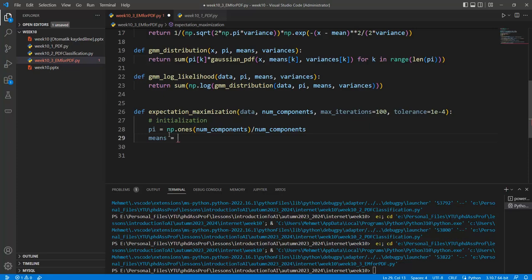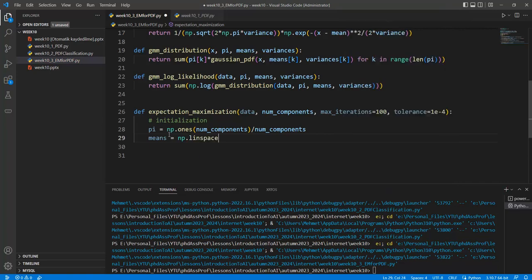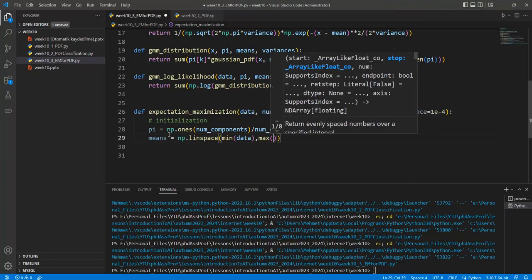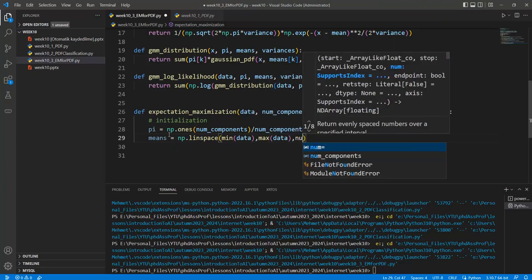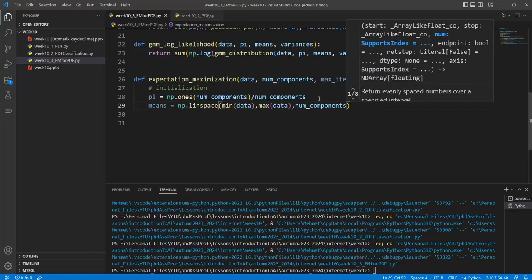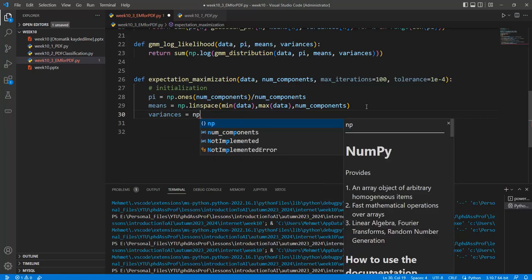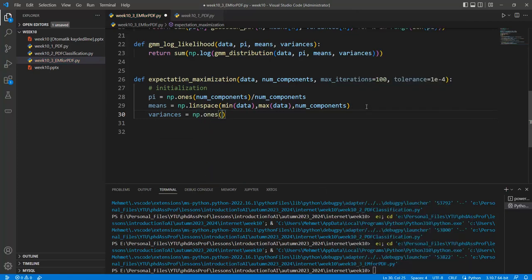Okay, means can be assigned with what? np.linspace, min data, max data, and num components. Because if we have two components, we have two mean values, right? Okay. So variance can be assigned np.ones with num components, 1 and 1. Okay? You can assign different values, but I choose that.